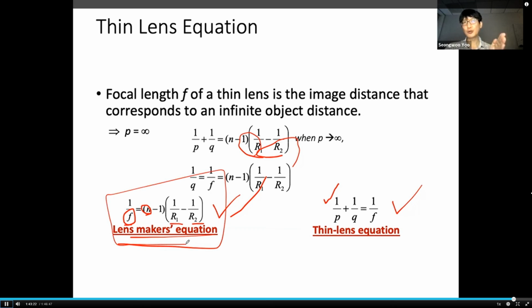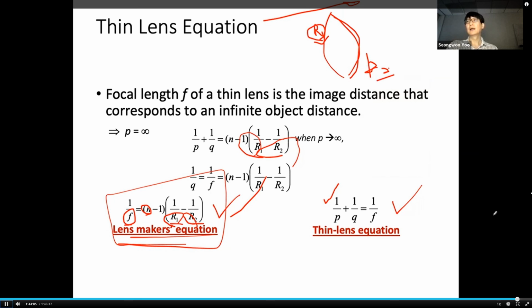Okay, so if you want to use the lens maker's equation, then obviously you need to define R1 and R2. If we are given this lens, because the light travels left to the right, this convex surface serves as R1. Okay, we define R1, and then the concave surface we define R2. And according to the sign convention, this R1 is positive, and R2 is negative.